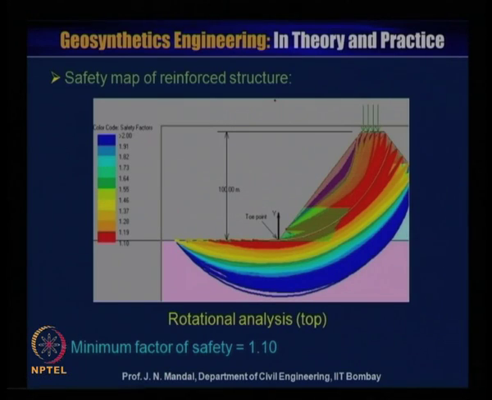Now, we see what is happening for the rotational analysis at the top, and here is the safety map for the reinforced structure due to seismic. You can see what is happening due to the seismic, and you check the code safety factor. This minimum factor of safety is 1.10. So, this is for the rotational analysis.